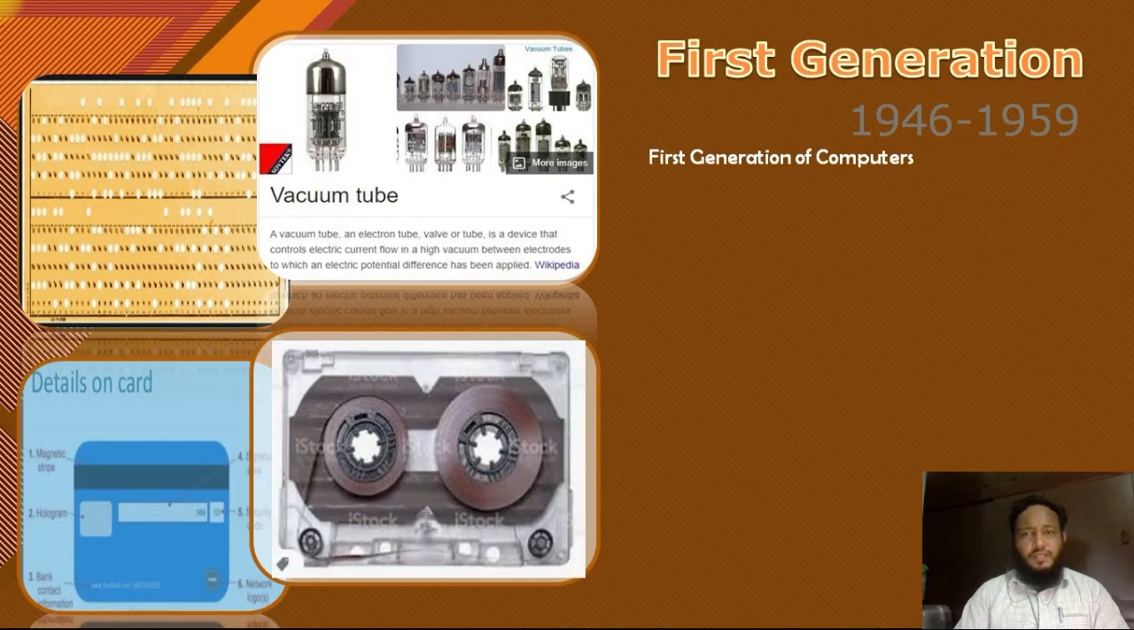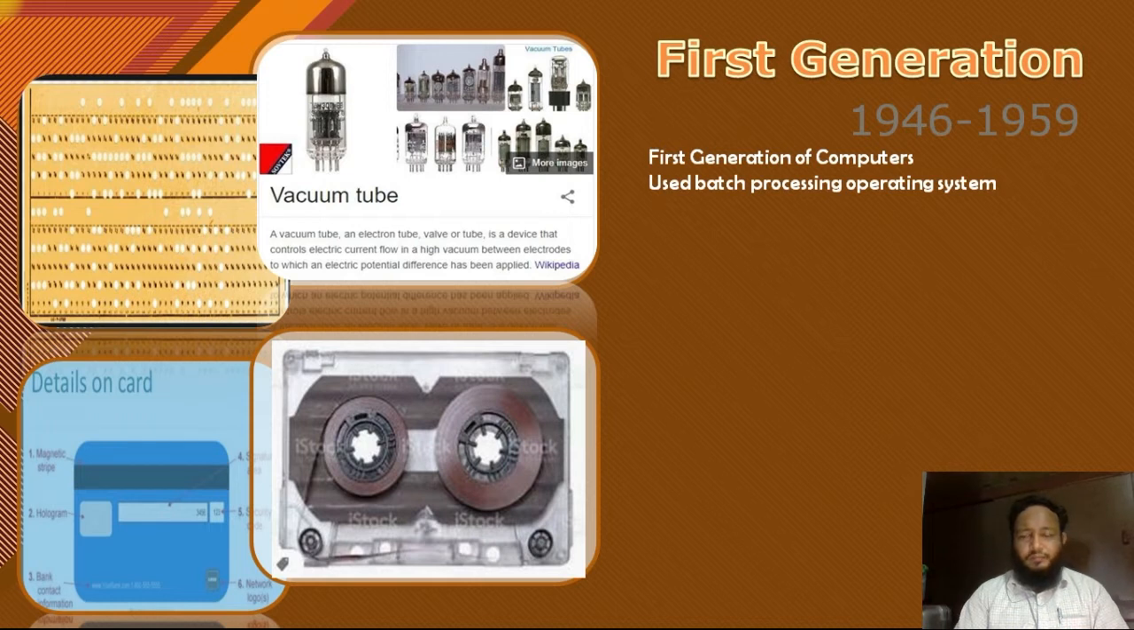The first generation of computers was from 1946 to 1959. These computers were made with vacuum tube technology. This is a picture of a vacuum tube. A vacuum tube is an electronic tube which is used to control the flow of electric power.